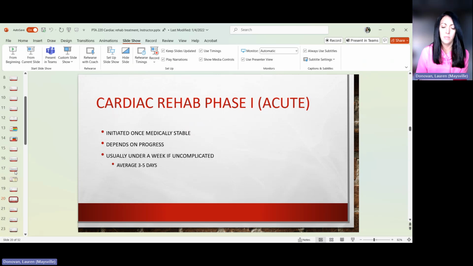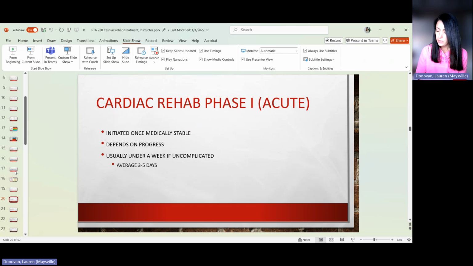And a lot of times, at the initial part of this cardiac rehab journey, they're going to be working on functional activities such as bed mobility, transfers, ambulation, stair climbing, activities of daily living, but it's all depending on where it is in phase 1 of the cardiac rehab.